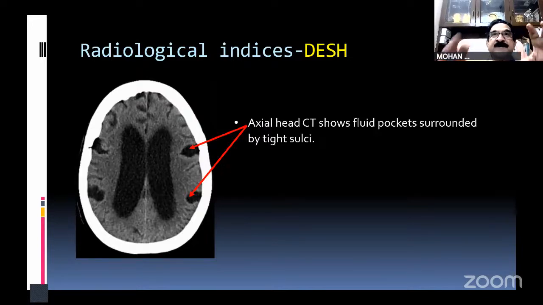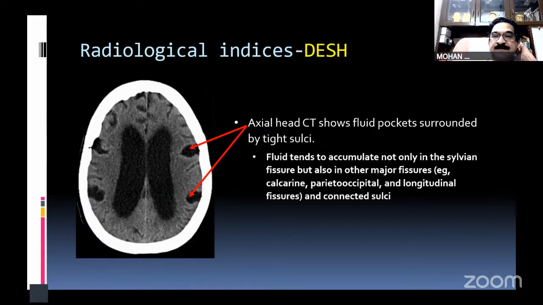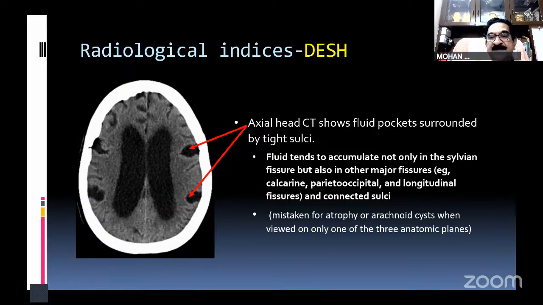Not a cortical atrophy, it should be converted only 2-3 sulci alone. So this is not a cortical atrophy, they are fluid collections. These are markers of good responsiveness. Fluid tends to accumulate not only in the Sylvian fissure, but also in other major fissures like the calcarine, parieto-occipital, and other fissures and connected sulci. They may be mistaken for atrophy or arachnoid cyst when viewed only in one of the 3 anatomical planes.